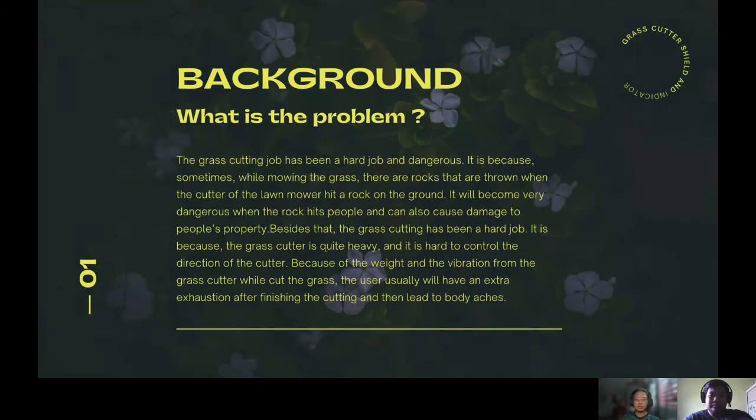Besides that, grass cutting has been a hard job because, as we know, only older men do this job, not women or younger people. The grass cutter is quite heavy and it is hard to control the direction of the cutter because of the weight and the vibration while cutting the grass. The user usually has extra exhaustion after finishing the cutting, which leads to body ache. This is because they hold the grass cutter for a long time and it impacts their muscles.